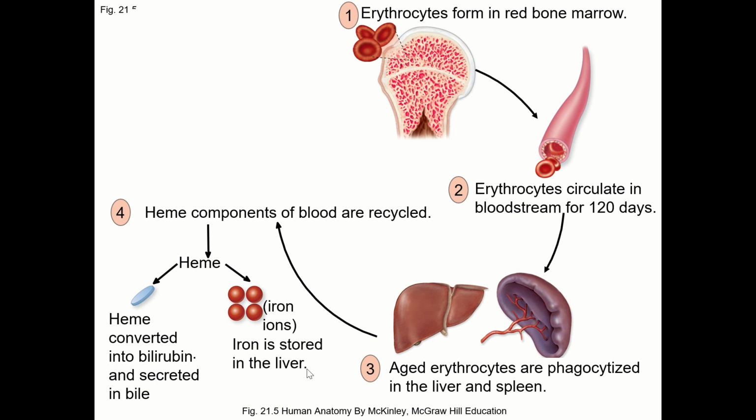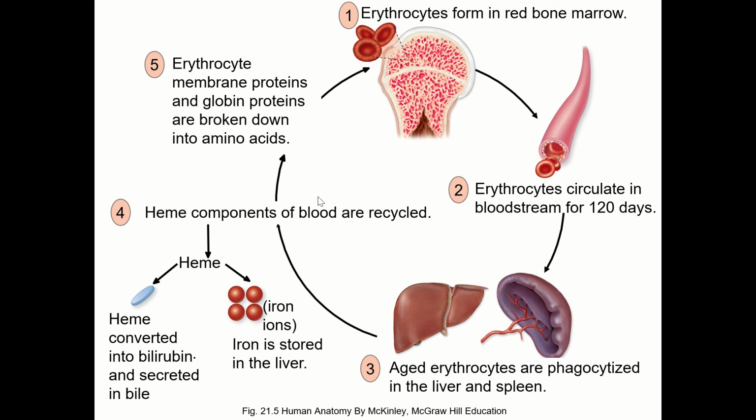The components of the red blood cells are going to be broken down and then reused. The heme is converted into a molecule called bilirubin, which is then used to make bile by the liver. And that's an important component of digestion. It's really important for your digestive system. The iron ions, a lot of them are stored in the liver until they are needed by bone marrow for making more red blood cells, and then they'll be released to the bone marrow.